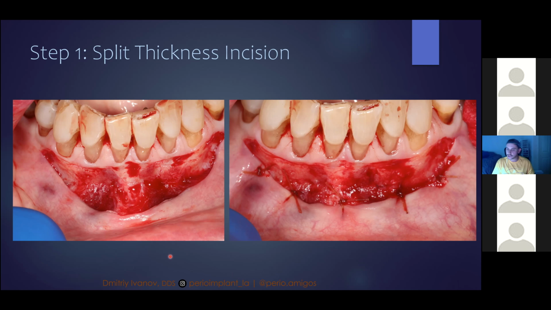As you can see in the picture on the right, I took the flap that I created, a split thickness flap, which you're looking at as periosteum, and I secured it apically with these sutures to periosteum. So that allows you to deepen the vestibule and basically stabilize that tissue apically. We call them base sutures.